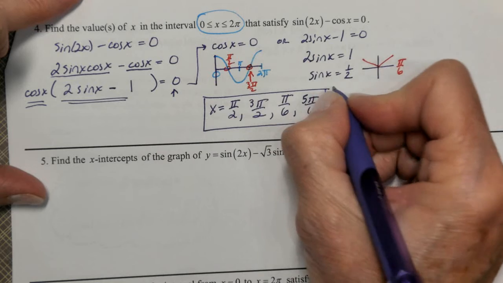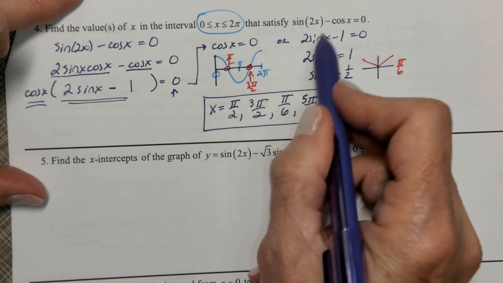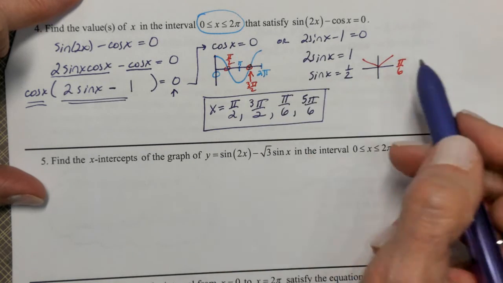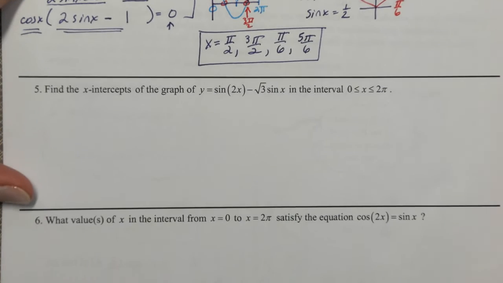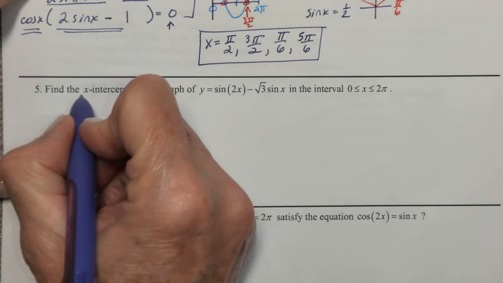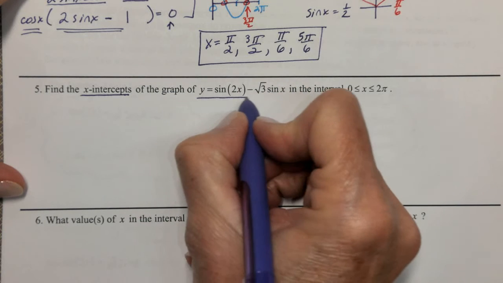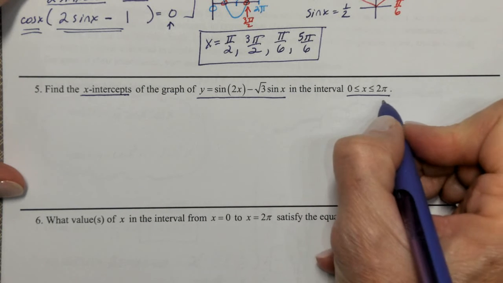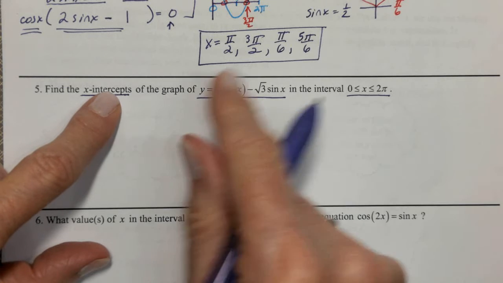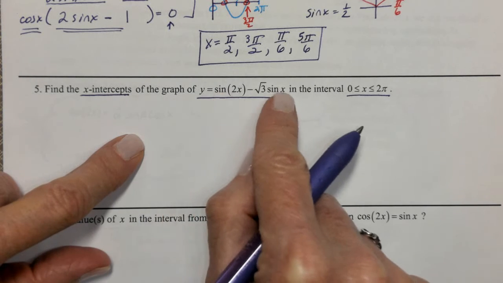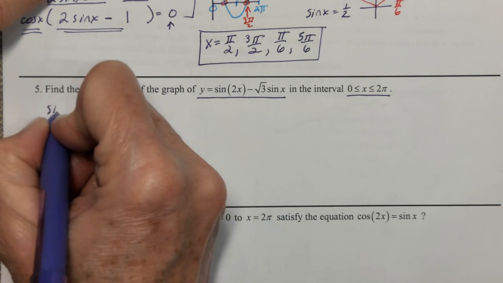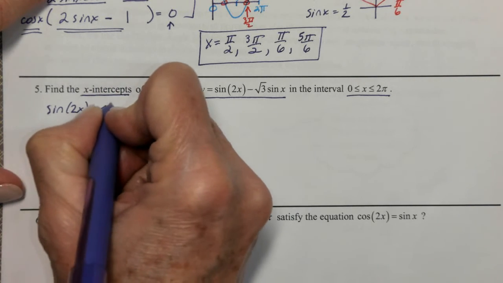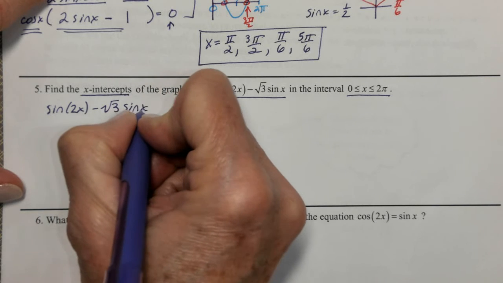Back to solving equations. This time we may have a double angle identity to use. Number 5. Find the x-intercepts of the graph of this from 0 to 2 pi. Well, the x-intercepts occur when y is 0. So essentially I'm going to take this and set it equal to 0. So sine of 2x minus square root 3 sine x is 0.